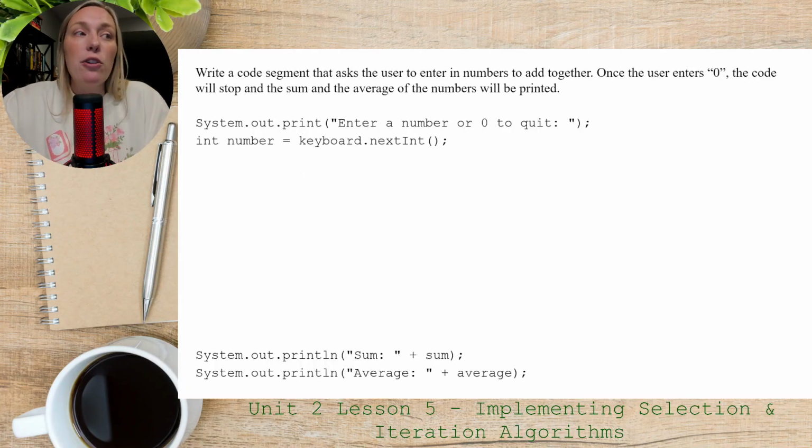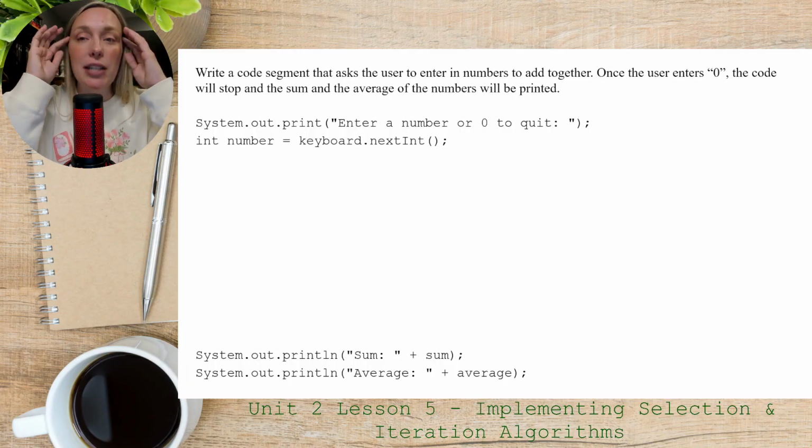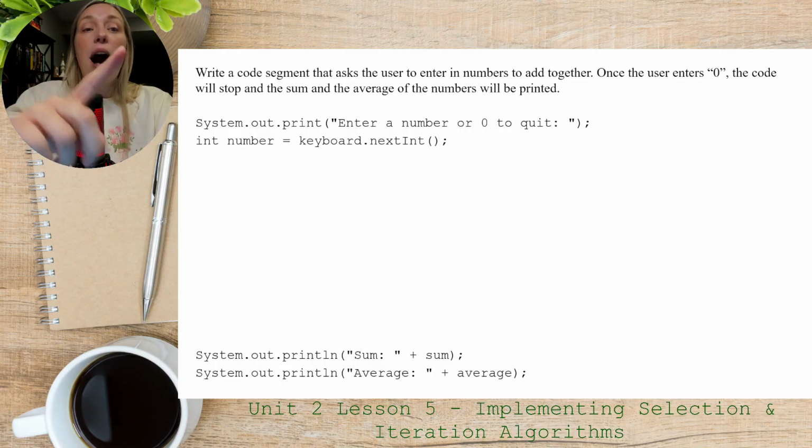Okay, so here are the instructions that could use this algorithm. Write a code segment that asks the user to enter in numbers to add together. Once the user enters 0, the code will stop and the sum and the average of the numbers will be printed. Okay, so one thing logically we have to keep track of is obviously the sum.